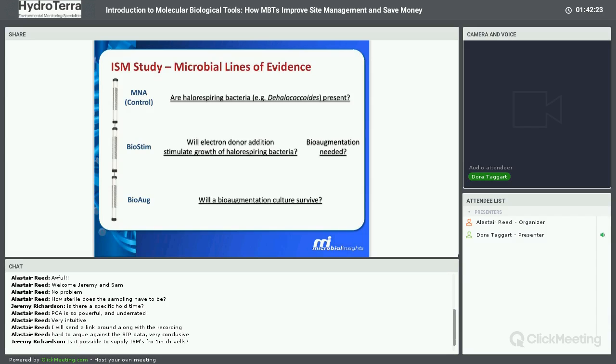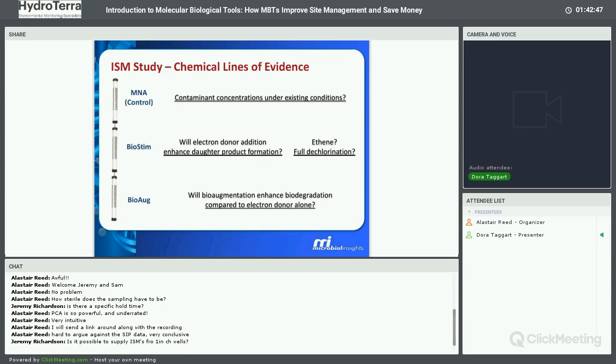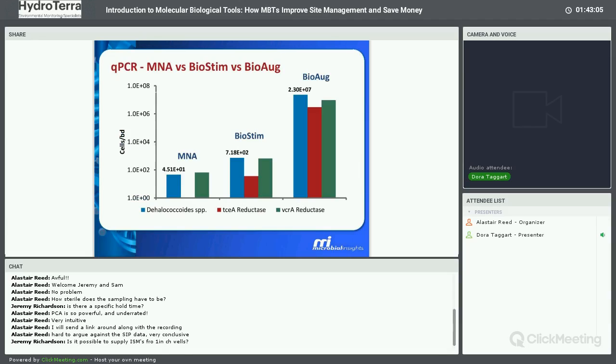So the in situ microcosm was constructed with 3 units to give us the answers to those questions. The control unit will tell us if we have Dehalococoides under natural conditions. The biostim will show us if Dehalococoides responded, and then with bioaugmentation, we can actually put a culture of Dehalococoides onto our bioset beads prior to deployment, and then we can see, will that culture actually survive in situ testing? From the chemical side, we can answer questions like, what does our contaminant concentration look like now? Do we see daughter product formation? Are we seeing ethene, full reductive dechlorination in the biostim? And how much more do we see when we look at bioaugmentation compared to the biostimulation?